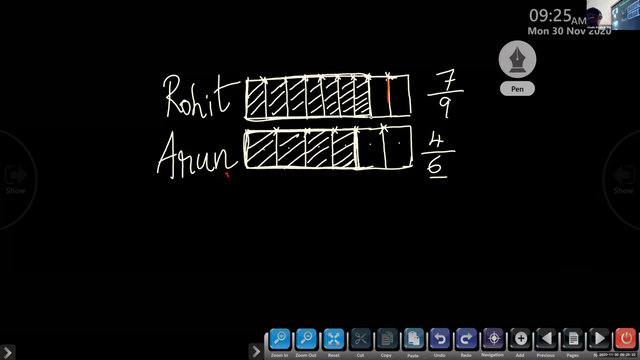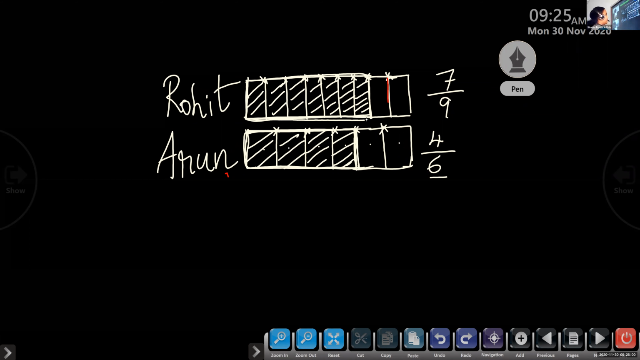Okay. Now, Anay, look at the picture and tell me who covered more distance. Look at the picture, 7 by 9 and 4 by 6. Which is more? Yes, Anay? I cannot hear. Rohit. Rohit, because 7 by 9 is bigger.